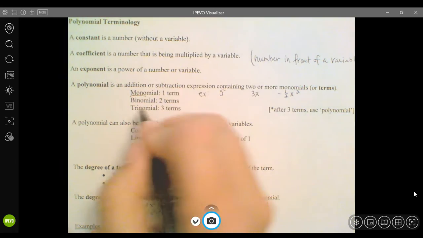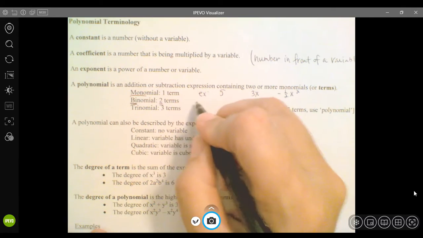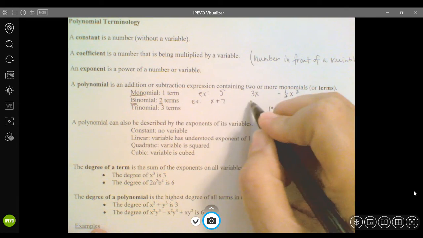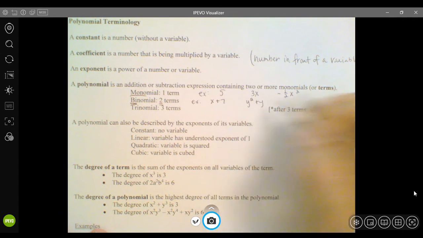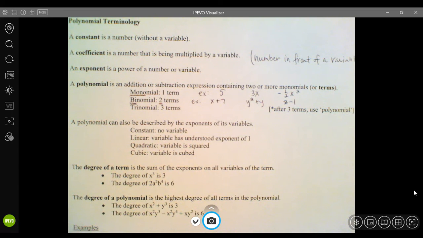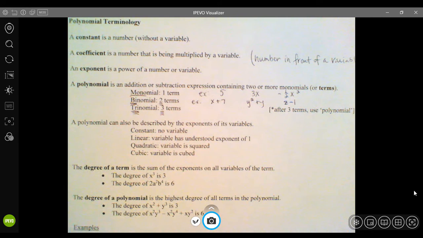A binomial. Bi means two. Examples here: x plus 7, y squared plus y, z minus 1. Trinomial, 3 terms. I'm not going to write those out. Just know that they are 3 terms being added or subtracted. Once you have a number of terms greater than 3 terms, you just call it a polynomial. There's no special name after trinomial.